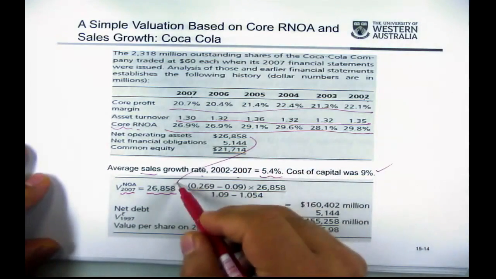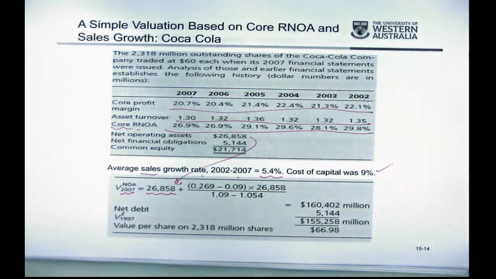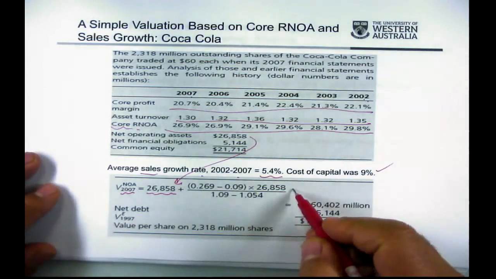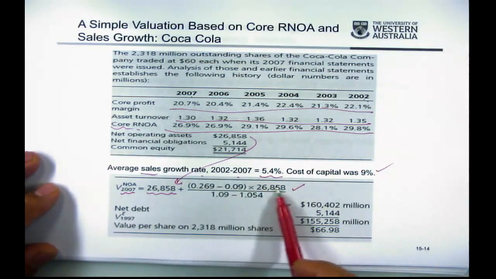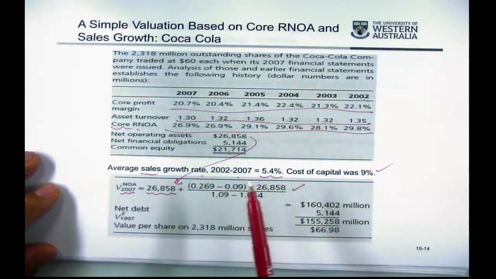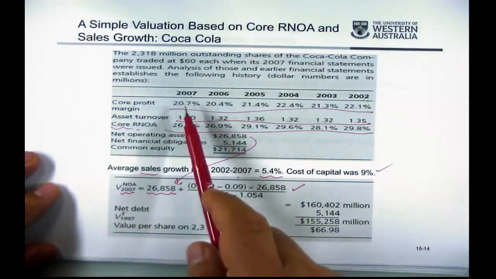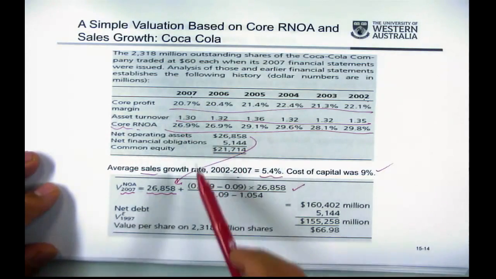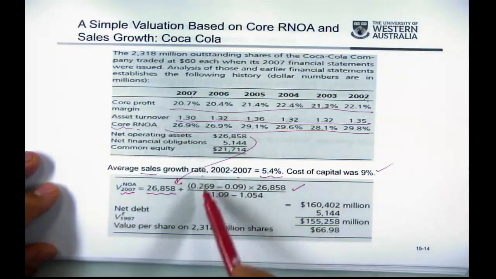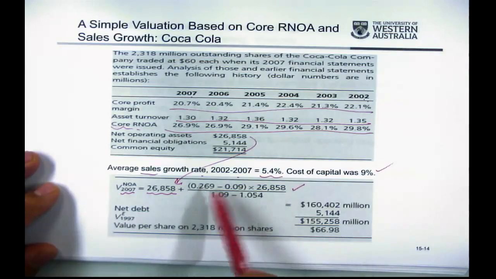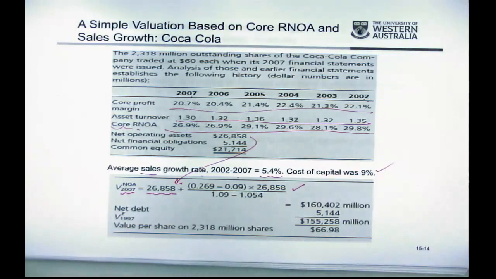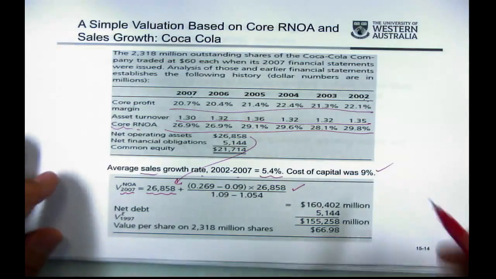If this is the case, then the value of this firm in 2007 is equal to the book value of its net operating assets at that time, plus the capitalized residual operating income. This is the residual operating income calculated for 2008. We take the latest return on net operating assets, minus the cost of capital, times the current net operating assets, then we divide the answer by the difference between the cost of capital and the growth rate, okay? So this is the value of the firm.